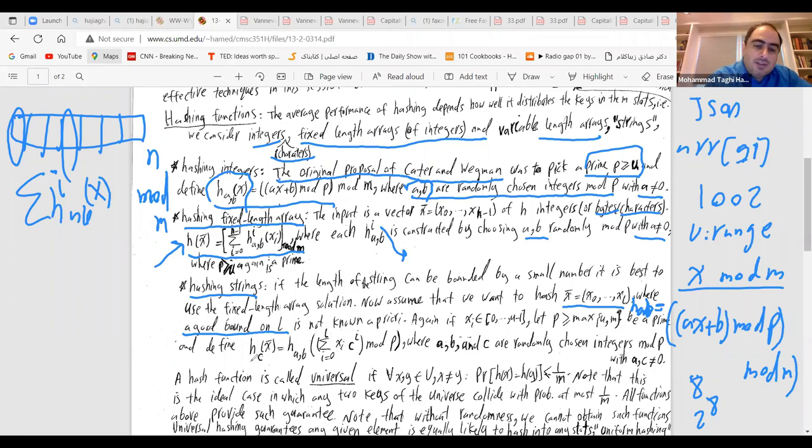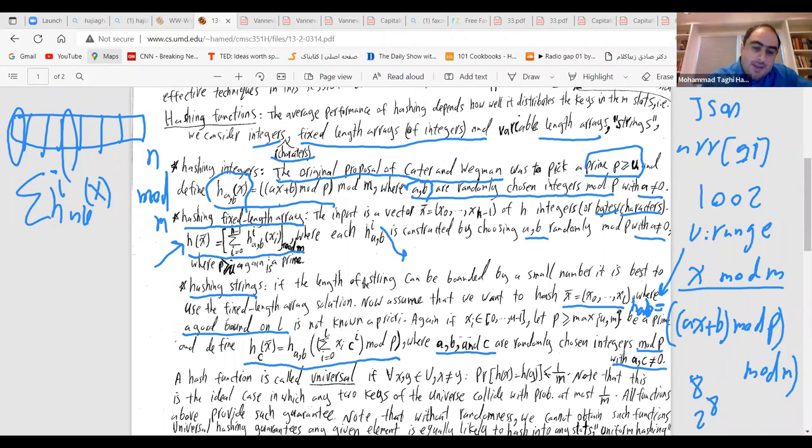So we are defining this function. hc of x hat, the whole string, would be hab, the same thing that we have defined before. So what is the hab? We will essentially make the whole thing into just one big number. How do we do that? We compute the sum for i equal to 0 to L of xi times c to the power of i, mod p. Here again, a, b, and c are randomly chosen numbers mod p, with a and c not equal to 0.